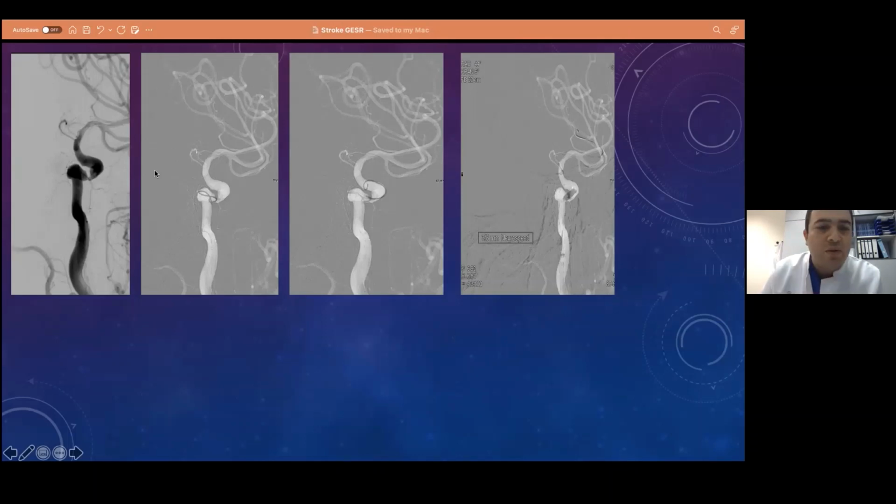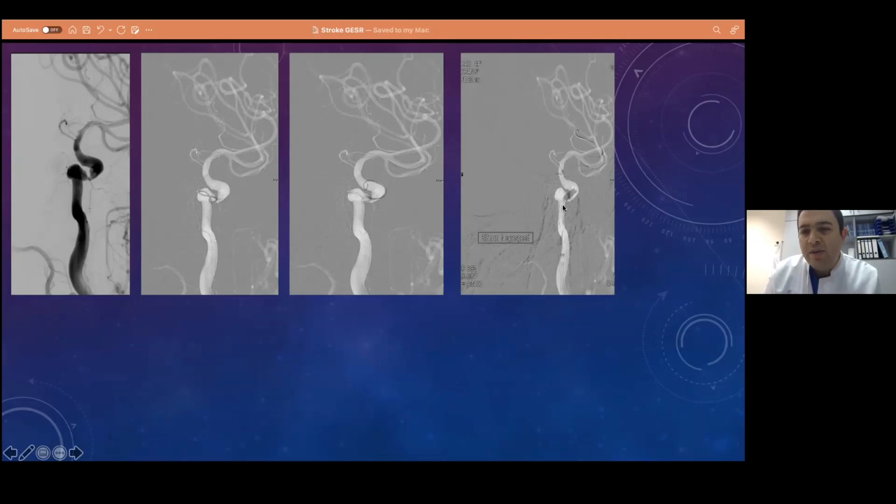PTA and stenting. So I passed through the stenotic segment with a microguidewire again. And I dilated with a Neurospeed balloon. It's a 3x8 millimeter.